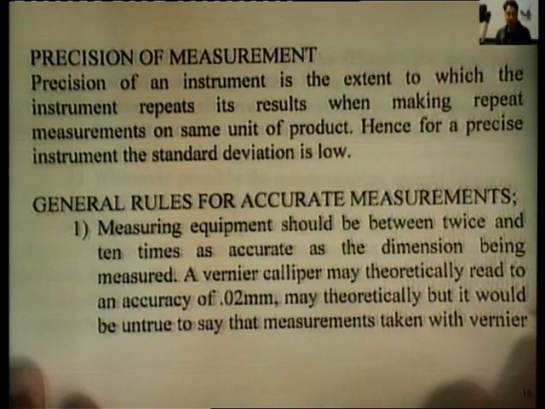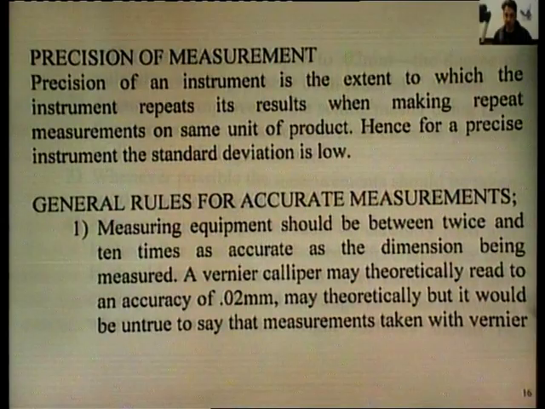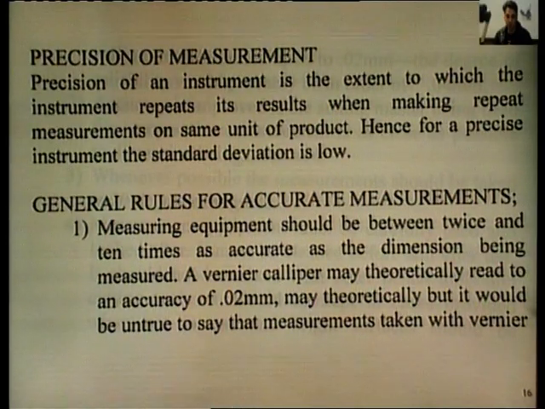Then we should be knowing well about the precision of the instrument. Precision of an instrument is the extent to which the instrument repeats its results when making repeat measurements on the same unit of product. Hence, for a precise instrument, the standard deviation is low. So a precise instrument will always repeat its readings.